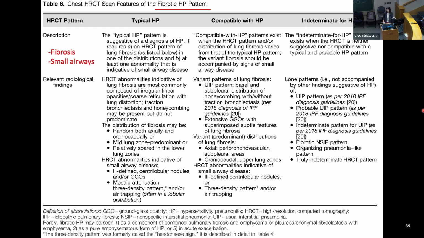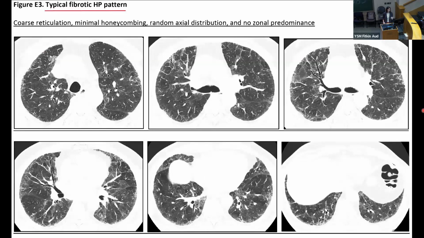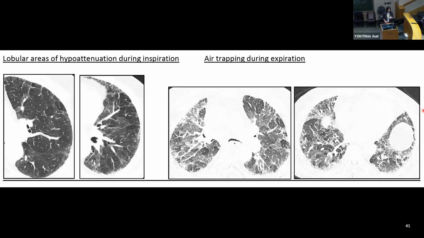Probably the best thing that came out of the HP guideline was this definition of what is an HP pattern. And this is fairly consistent across both guidelines. Just examples of no zonal predominance, reticulation, minimal honeycombing, and then these beautiful CT scans with lobular areas of hypoattenuation. So mosaic attenuation on inspiration and air trapping on expiration. This has now been defined as this HP pattern.